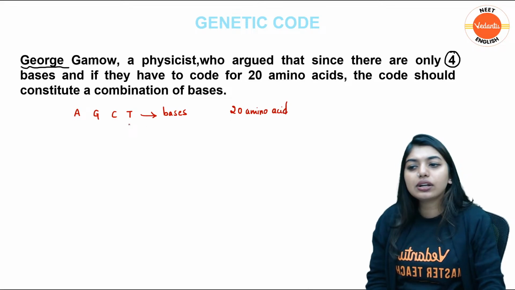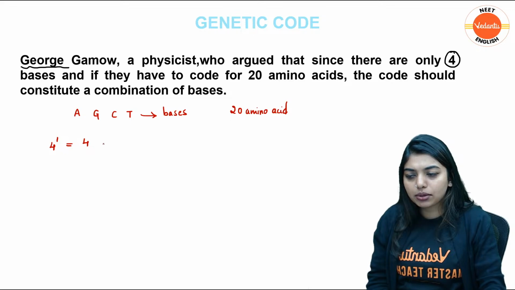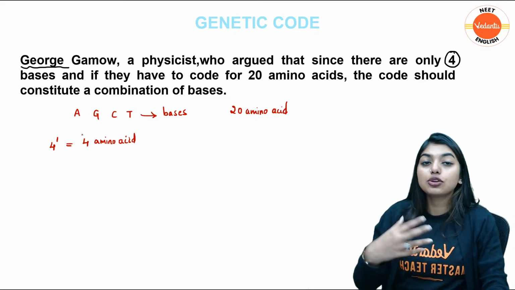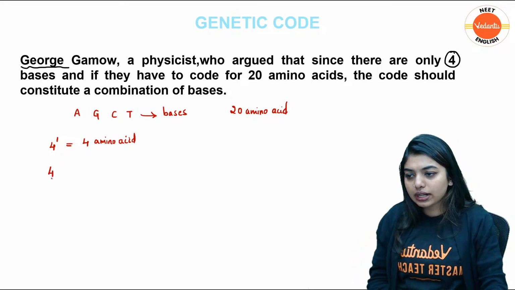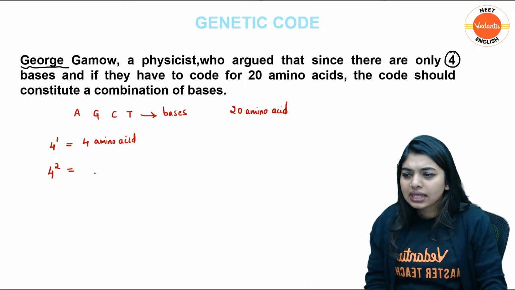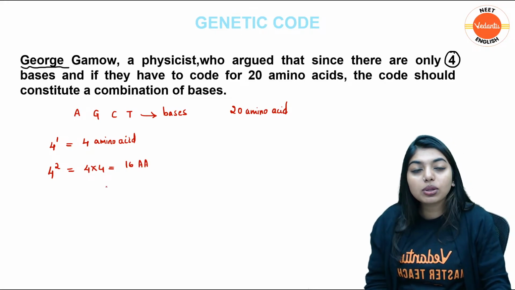He's like, I cannot use them individually. Now imagine I individually use them. 4 to the power 1, I will only be able to code for 4 amino acids. That means adenine will code for 1, guanine will code for 1. Okay, wrong. Then he was like, there should be some combination. Let's do 4 power 2, keeping 2 as a combination. 4 into 4 gives 16 amino acids I can code. Then what about the remaining 4?